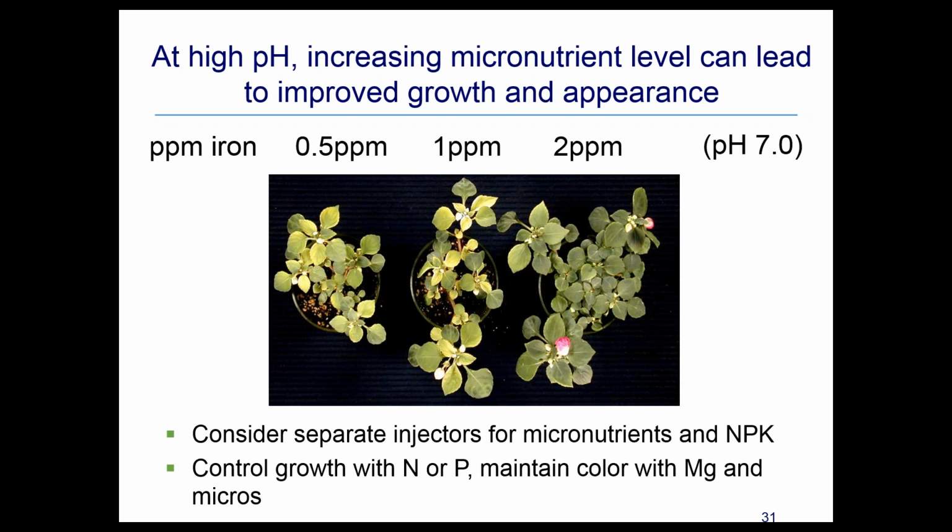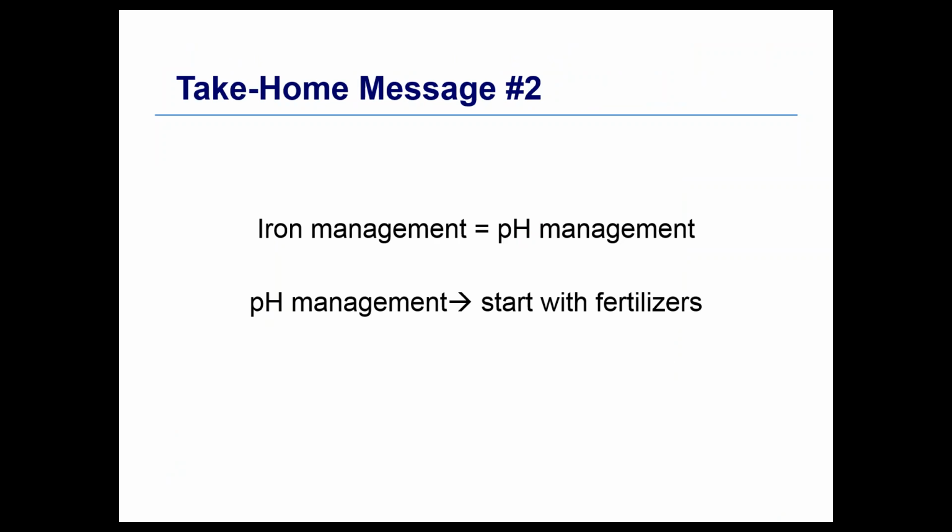And then at high pH, increasing the micronutrient level can lead to improved growth, even in impatiens. We talked about how impatiens is in that general group. Still, adding some micronutrients will help. So the take-home message here is that when we think about iron management, we always have to think about pH management. When we're thinking about drenching, spraying, that's a corrective approach and we can use it. But our first layer of approach is let's manage the pH.